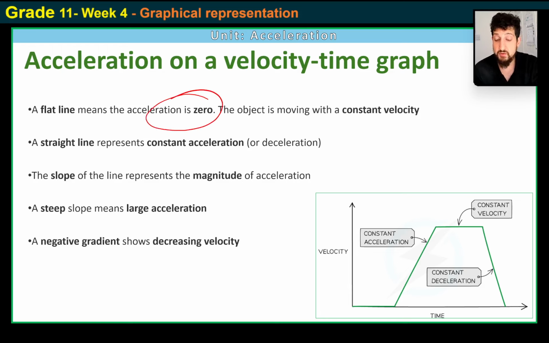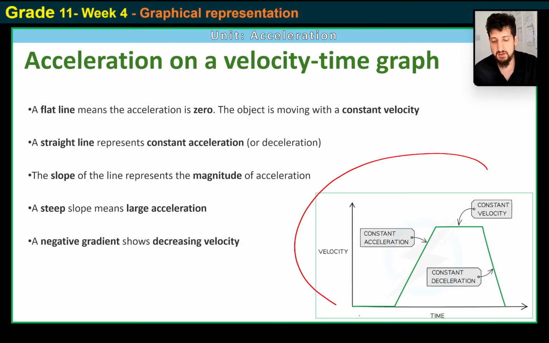The object is moving with constant velocity. Let's see what this actually means. Okay, so if we look at this graph over here, where's the flat line? The flat line is over here. And as you can see, the flat line indicates constant velocity. Why does it indicate constant velocity?